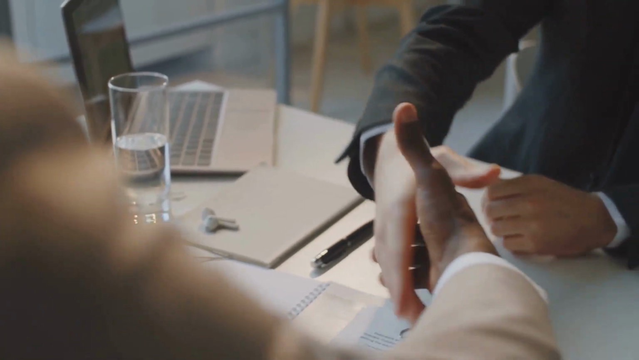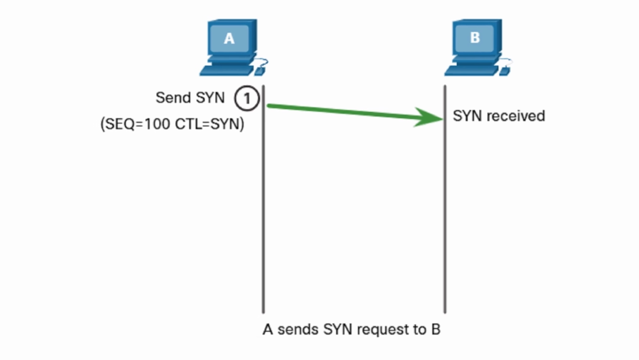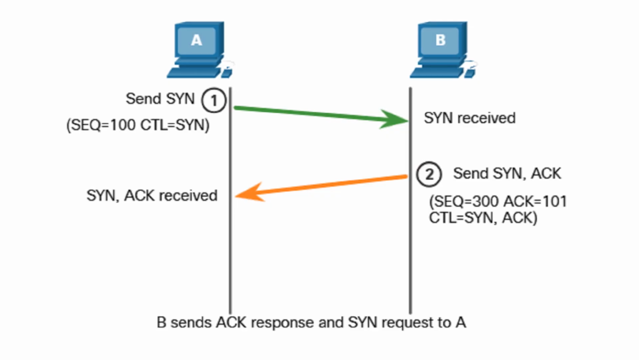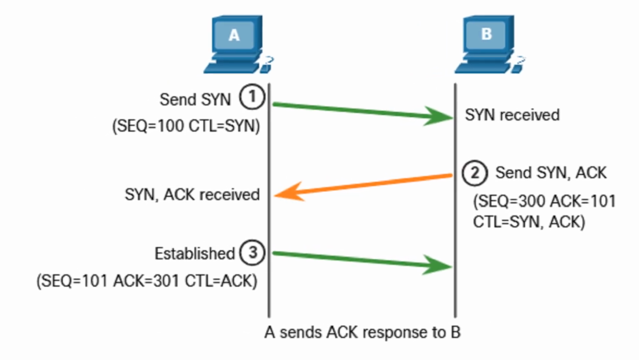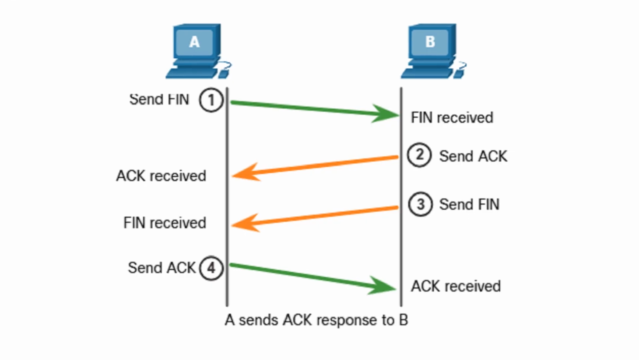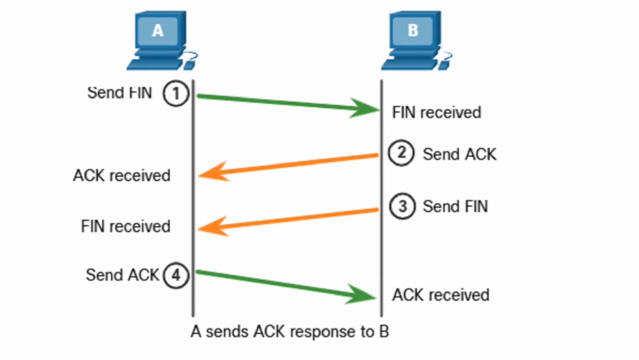To start this session, TCP uses a three-way handshake. The client sends a synchronize message to initiate communication, the server replies with synchronize acknowledge to confirm it is available, and the client responds with an acknowledge to complete the connection. At this point, both sides are ready and agree on the parameters of the session. When the session ends, TCP uses a four-step termination process with the finish flag, ensuring both sides agree the communication is complete.